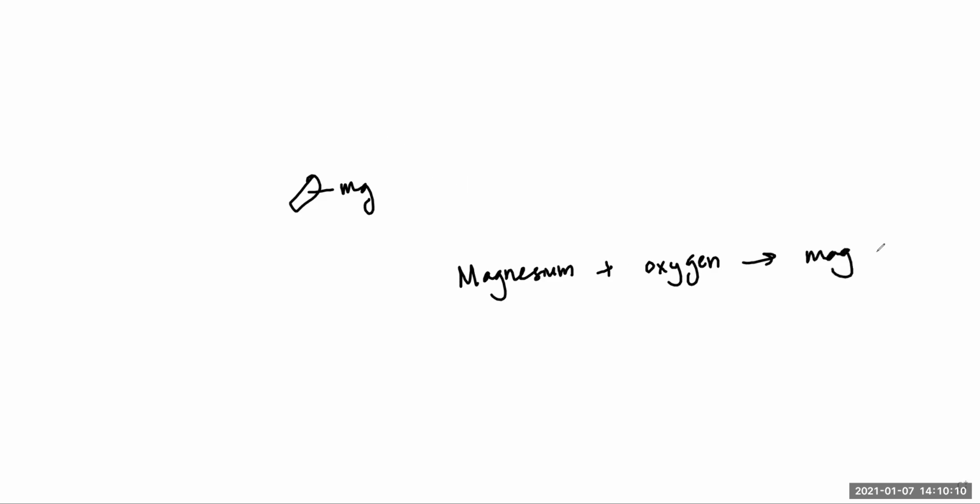Let me give you another example. Magnesium burns in oxygen to produce magnesium oxide. If I were to write the word equation, I will write magnesium plus oxygen becomes magnesium oxide. So in this reaction, when I'm writing my equation, magnesium and oxygen are my reactants. Magnesium oxide is my product.